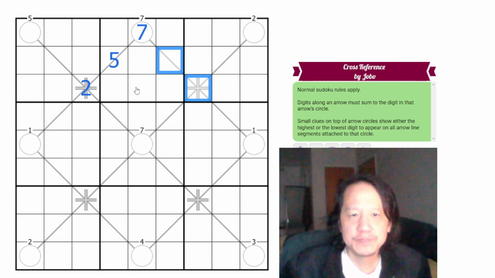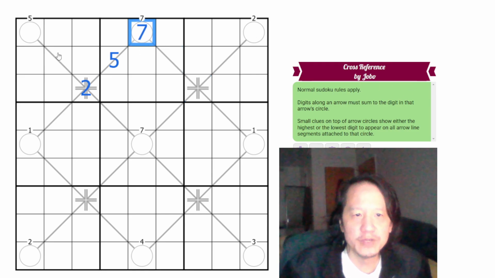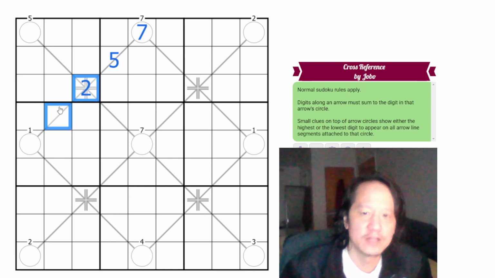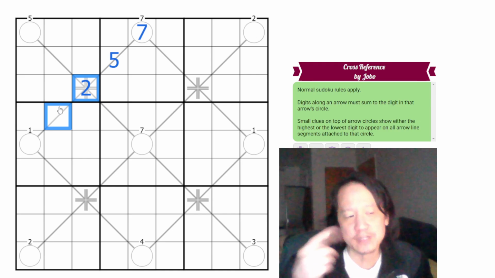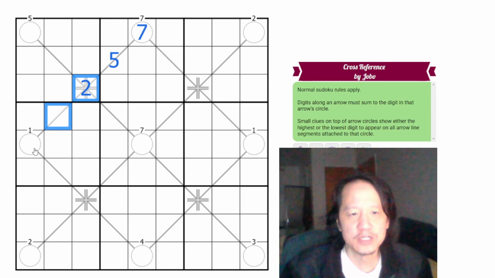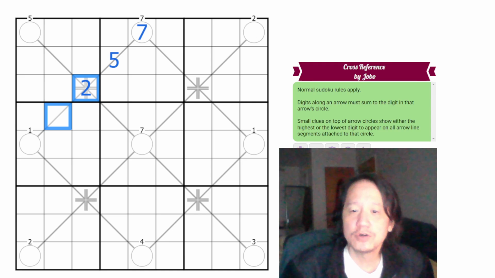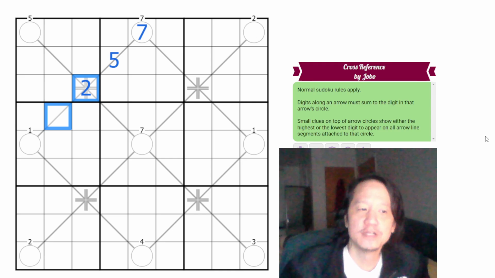Anyways, it could also be that, for example, this is a 1. This is saying that there has to be a 1 along one of the line segments, and it has to be the lowest or the highest. Obviously, it would be the lowest digit in any of these segments. And those are all the rules. If you'd like to play along, there's going to be a link in the description. And now, I'm going to get started.